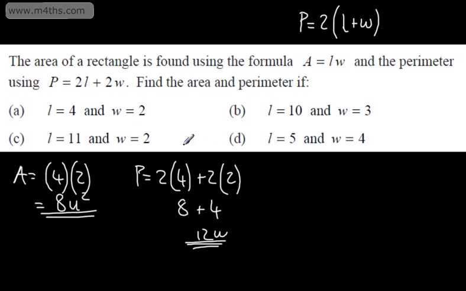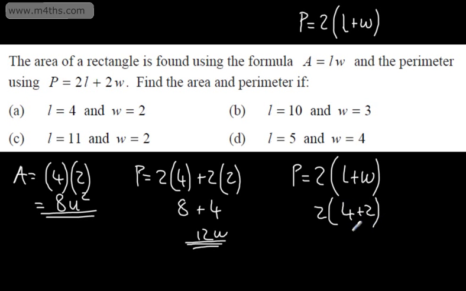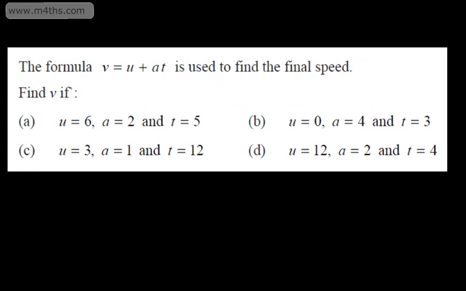So very similar now to what we were just looking at. All we would do is sub in the values. Let's just look at it this way. If we'd taken that the perimeter was 2 lots of (L plus W), then we would have had now 2 lots of (4 plus 2). 4 plus 2 is 6, 2 lots of 6, and of course we're going to end up with 12 units as before. Let's have a look at some more.